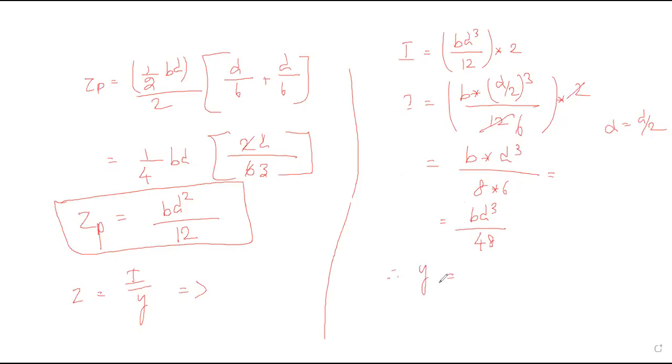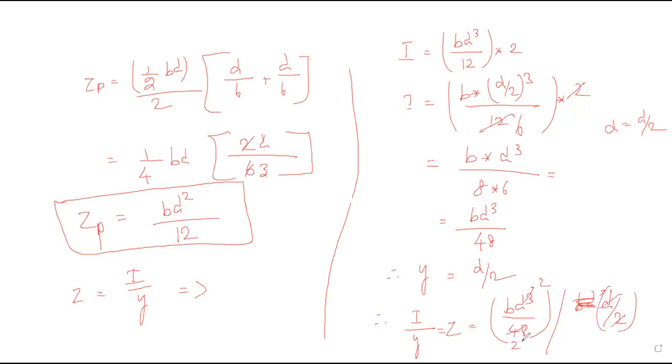Therefore, the Y value for the entire section is D by 2. Therefore, I by Y is equal to Z, which is BD cube divided by 48, the whole divided by D by 2. So instead of D cubed, it is D squared, and this is 24. So the Z value becomes BD squared divided by 24.